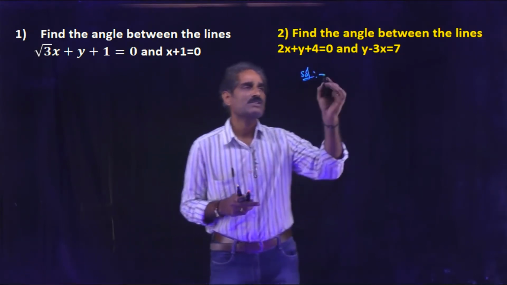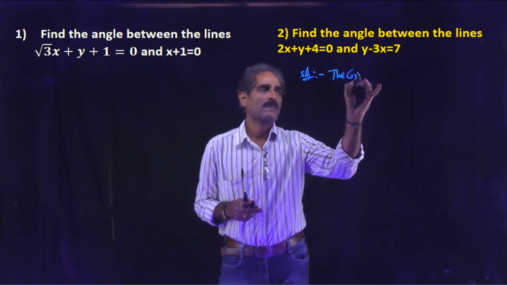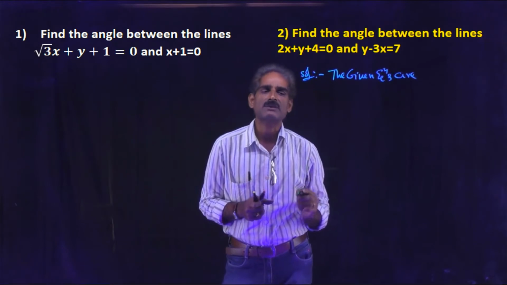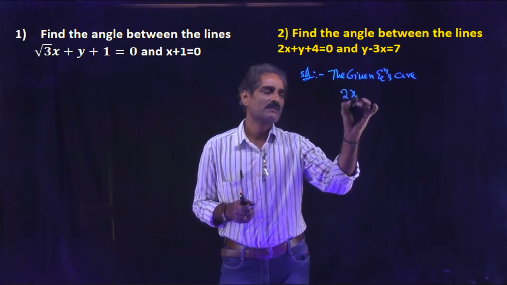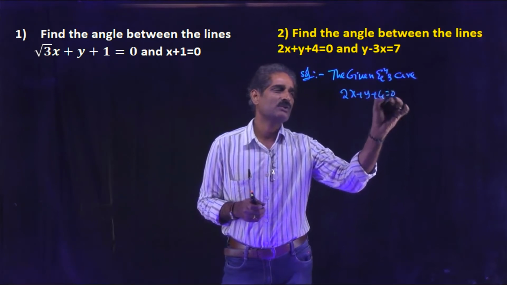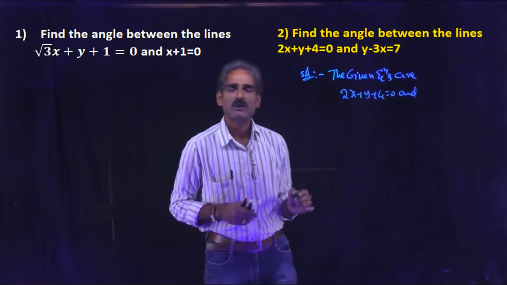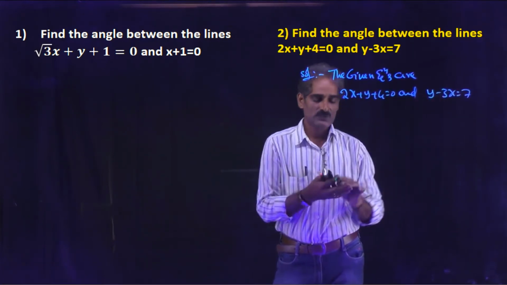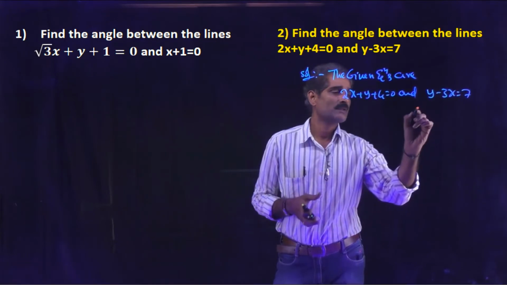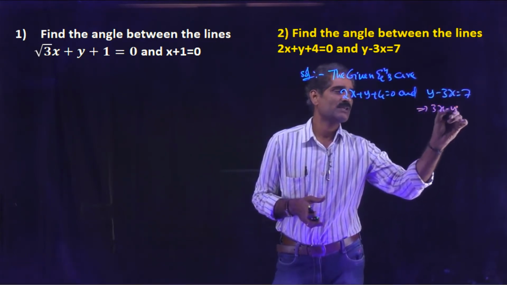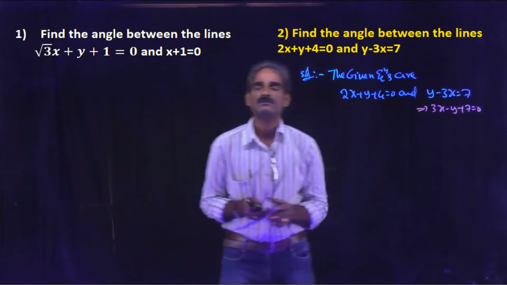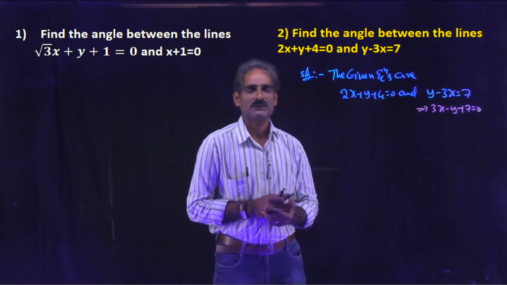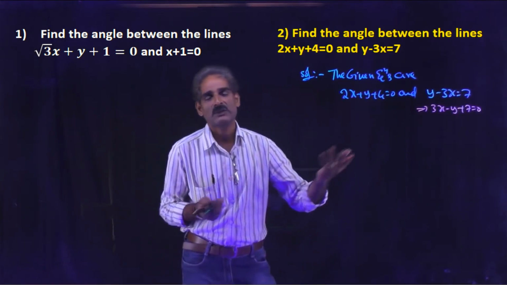The given equations are 2x plus y plus 4 equal to 0 and y minus 3x equals 7. So here we can write 3x minus y plus 7 equal to 0. Otherwise, from this we can write y equal to something form. If it is in the form of y equal to mx plus c, we can write m1 m2 directly.